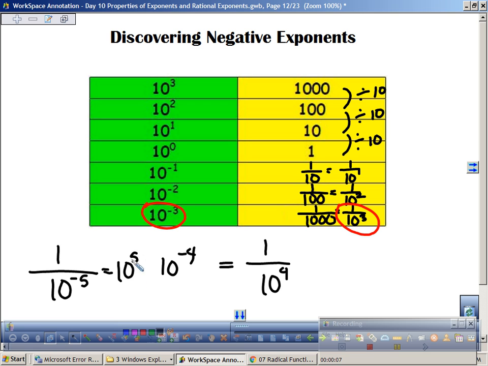Yes. That's what that means. These two expressions are equivalent. Okay? So whenever you see a negative exponent, it's the inverse, right? The multiplicative inverse.